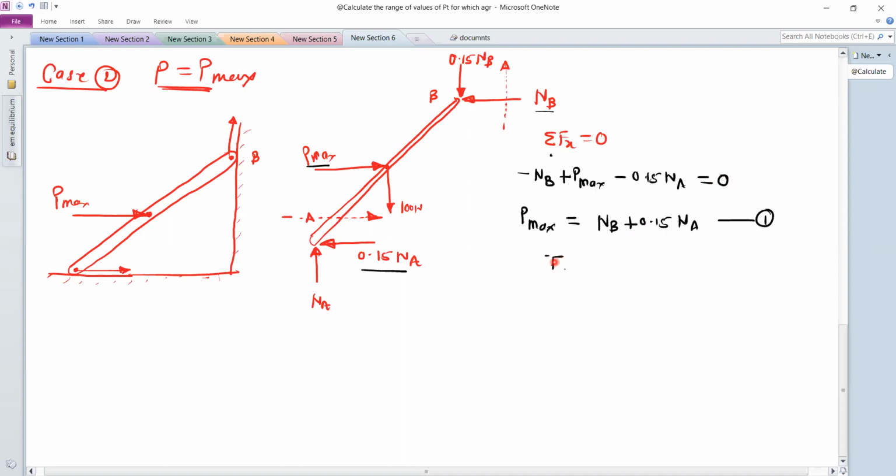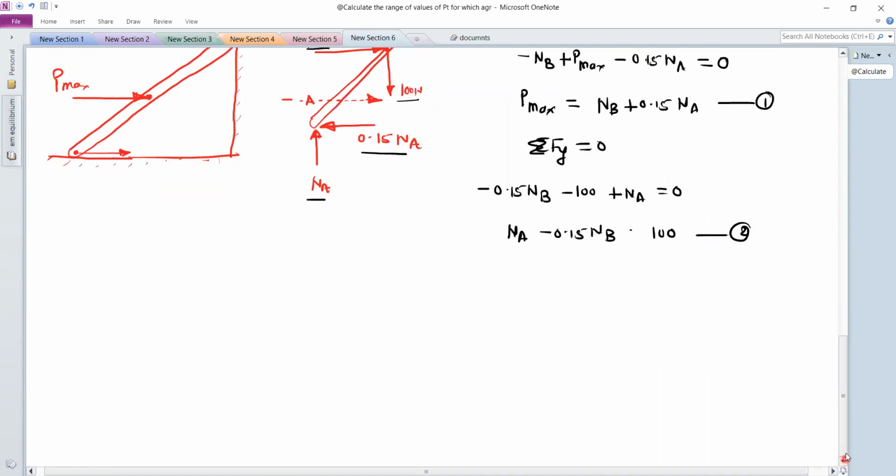Now use the second condition, summation Fy equal to 0. For the summation Fy, this 0.15 NB is on the negative side, so minus 0.15 NB. Then minus 100 and plus NA, this is 0. So from this, you will get the equation NA minus 0.15 NB equal to 100 Newton. Take this as equation 2.